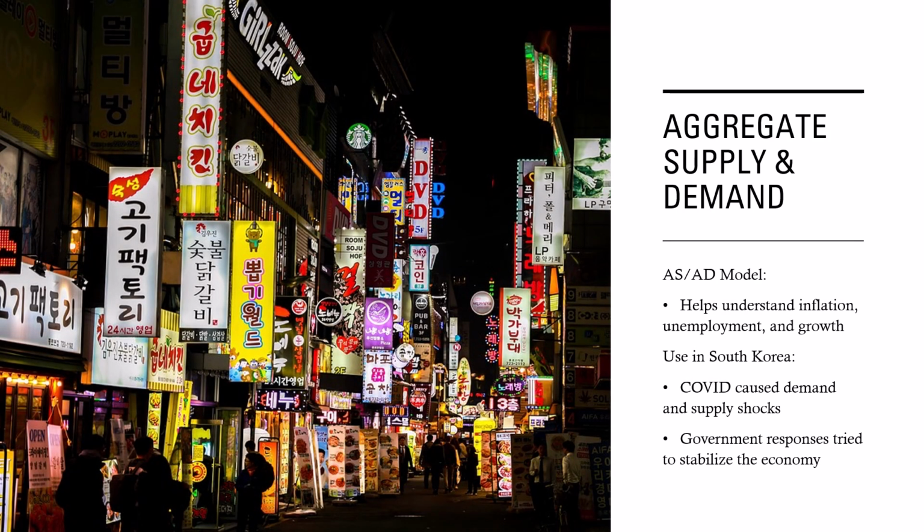Aggregate supply and demand. Aggregate supply and demand models help us understand the economy as a whole. For example, during the COVID crisis, both supply and demand dropped sharply in South Korea. The government used fiscal and monetary tools to push demand back up and stabilize the economy.